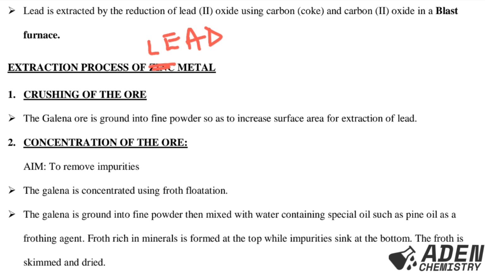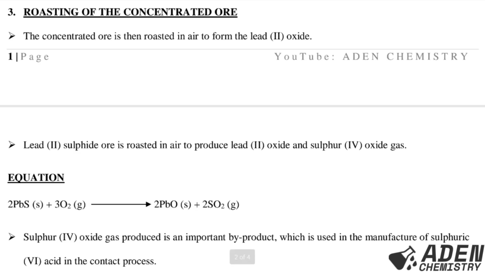Then next we are saying froth rich in minerals is formed at the top while impurities sink at the bottom. Therefore we are saying the froth is skimmed and dried. That's how galena is concentrated by froth flotation. So number 3, we'll be proceeding to the roasting of the concentrated ore.